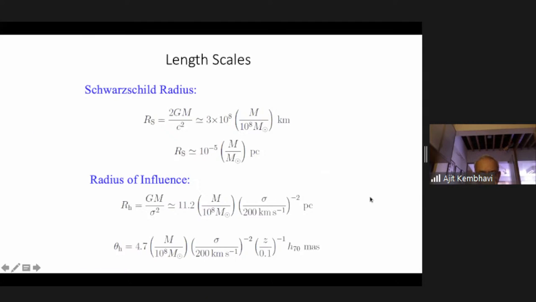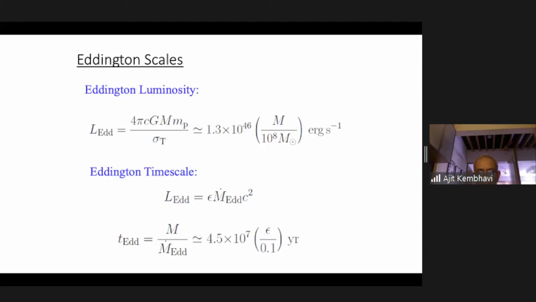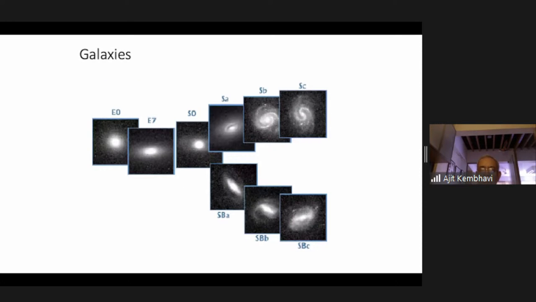So now, I don't think I have time for this one. Eddington scale, let me skip.